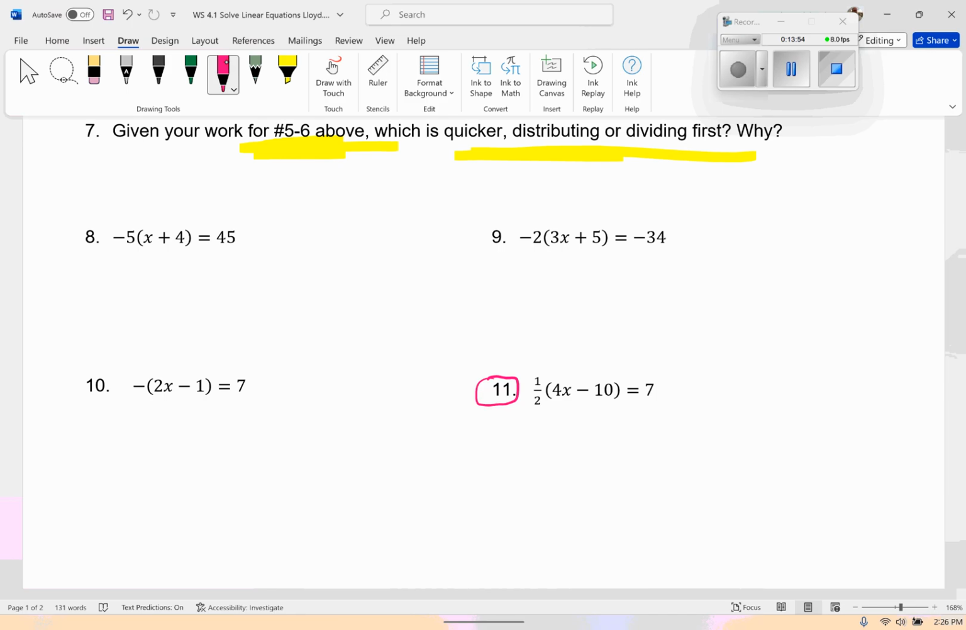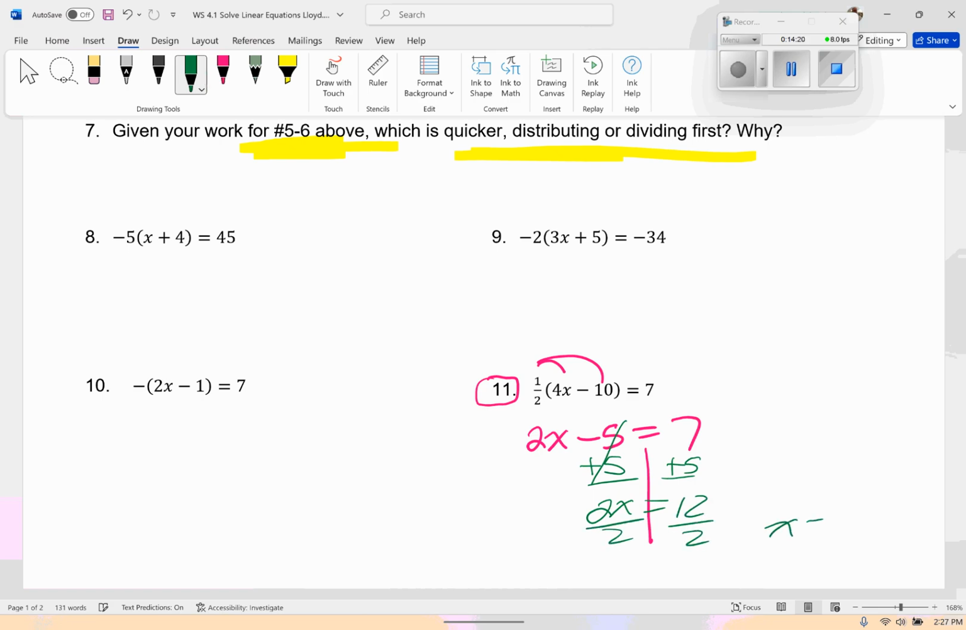Or, what's half of 4? What's half of 10? Can I distribute and get this? So I get to that. What do you think? Yeah, there you go. Oh, don't use that pen. That's the magic pen that goes bye-bye. And then divide by 2, right? So x equals 6.